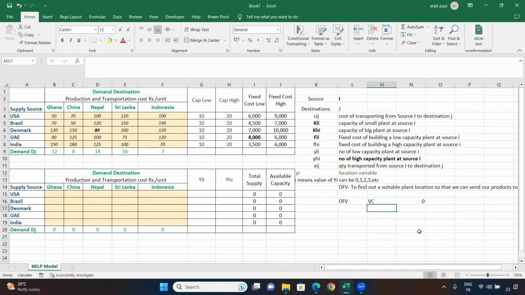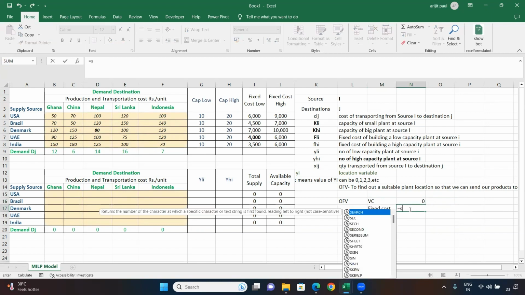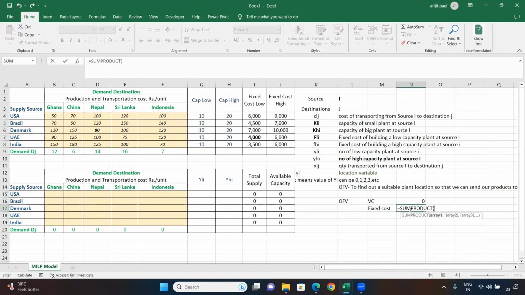There is one another cost that is fixed cost. We can mention some product, the number of low and high capacity plant that we are going to set up at source side, and the fixed cost to set up that particular plant. So total cost will be the summation of both, that is variable cost and the fixed cost. So this becomes our objective function.